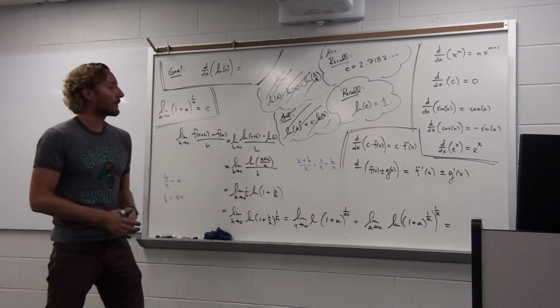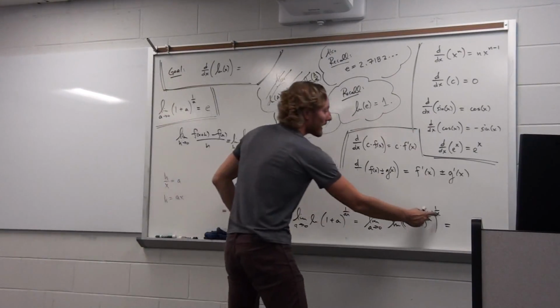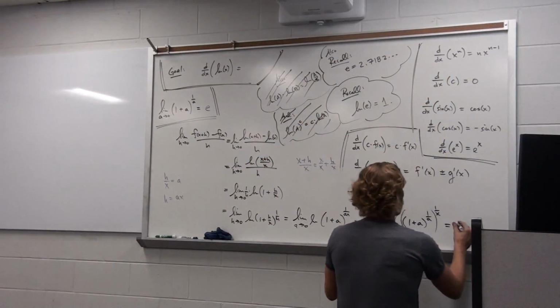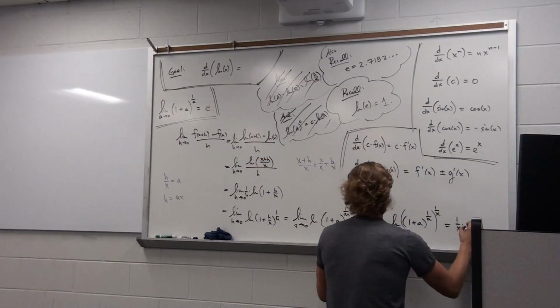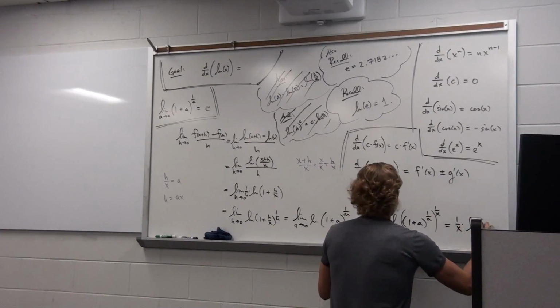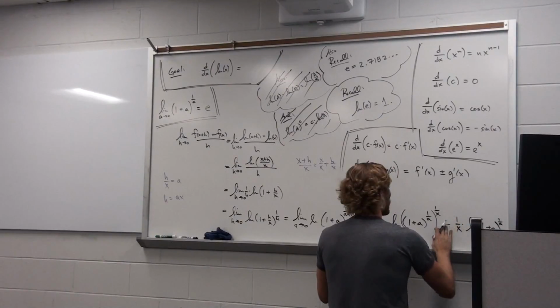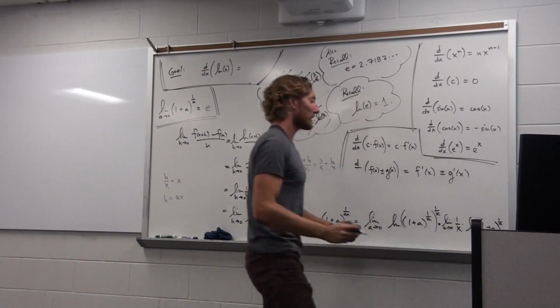But now, how are we going to simplify this? Utilizing the fact that when an ln is raised to a power, you could bring the power down. We can bring down the power 1 over x and just get 1 over x times ln of 1 plus a to the 1 over a. And this is all a limit as a approaches 0.